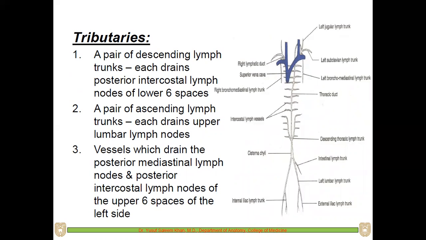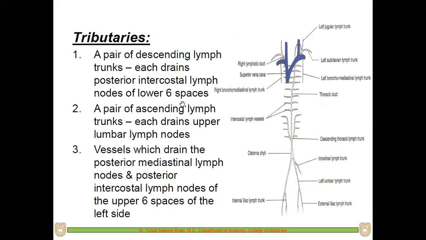Now coming to the new thing, what are the tributaries which are draining into this thoracic duct? Till here we had studied the thoracic duct, but we did not study the tributaries. Now we'll see what are the tributaries which are draining into this thoracic duct. So what are the tributaries? A pair of descending thoracic lymph trunks. If you see here on the top, there will be a pair of descending thoracic lymph trunks on either side coming here. Each drains the posterior intercostal lymph nodes of the lower six thoracic spaces.